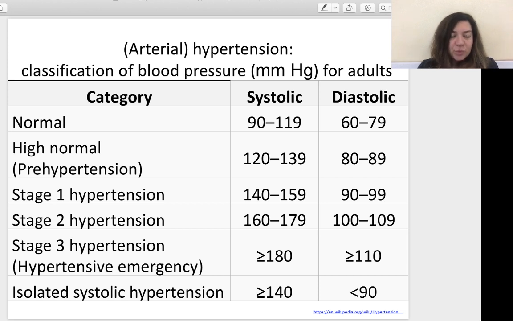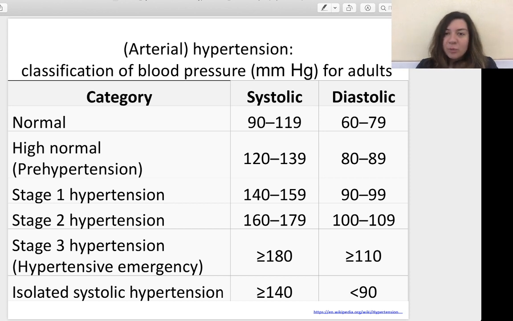It is hypertension. We can divide it into stages. Stage 1 hypertension is systolic blood pressure from 140 to 159 and diastolic from 90 to 99. Stage 2 hypertension. For systolic, it is 160 to 179 and diastolic from 100 to 109. And stage 3 hypertension, or hypertensive emergency or hypertensive crisis. It is systolic blood pressure higher than 180 and diastolic blood pressure higher than 110.